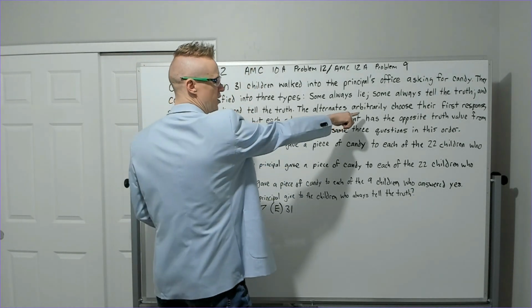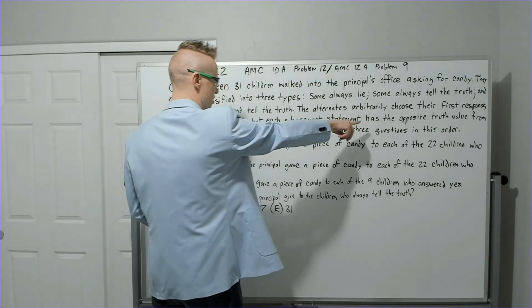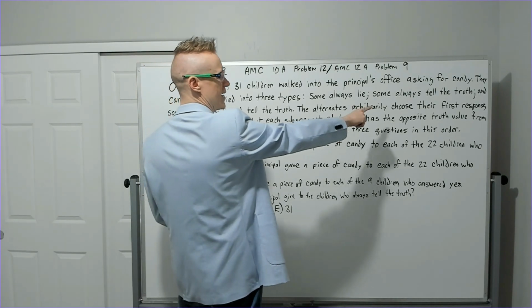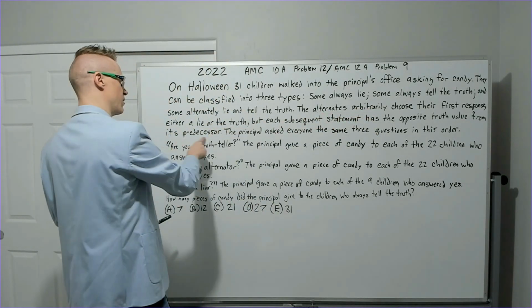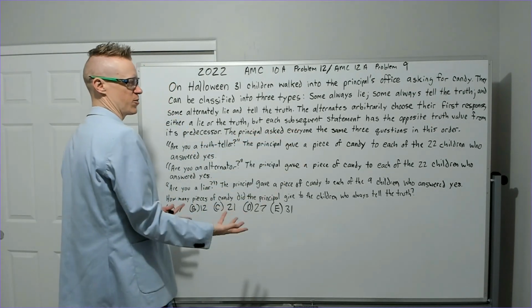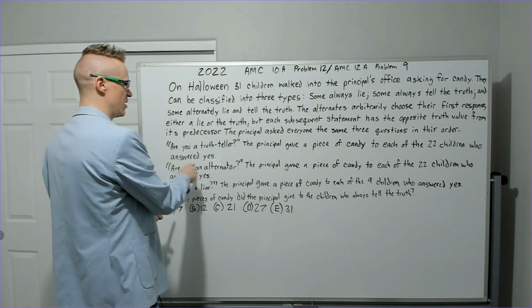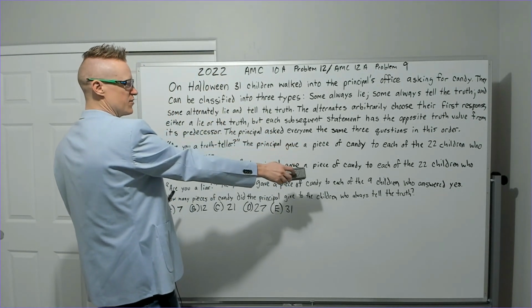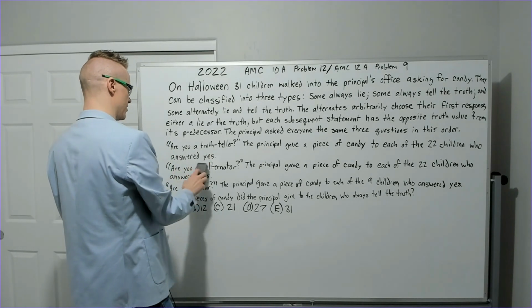The alternators arbitrarily choose their first response, either a lie or the truth, but each subsequent statement has the opposite truth value from its predecessor. The principal asks everyone the same 3 questions in this order. Are you a truth teller? The principal gave a piece of candy to each of the 22 children who answered yes.